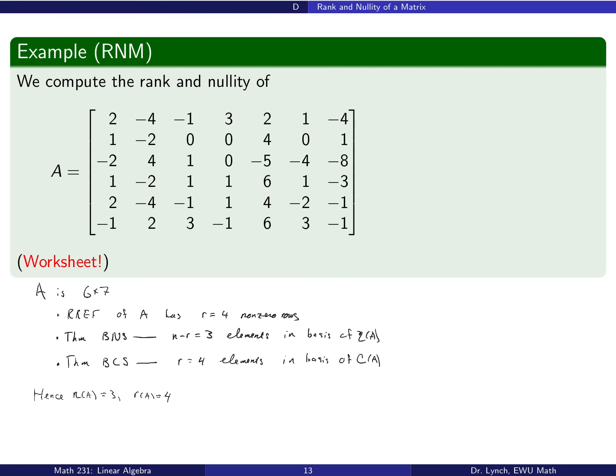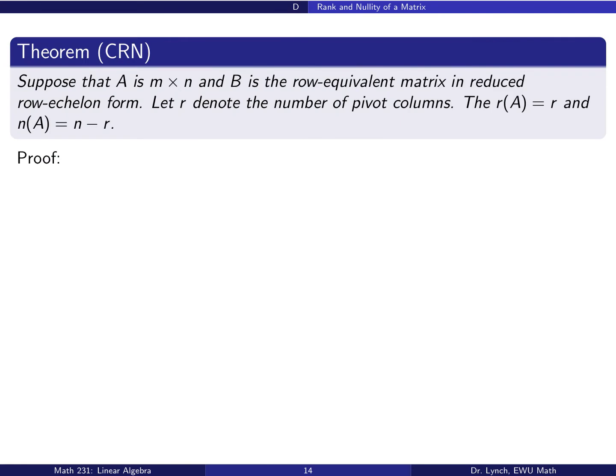Okay, and it's always true that the rank and the nullity change size inversely. So that's the theorem: when A is m by n and B is the matrix in reduced row echelon form with r pivot columns, then the rank of A is r and the nullity of A is n minus r. The proof of this is exactly the two theorems that we just identified.